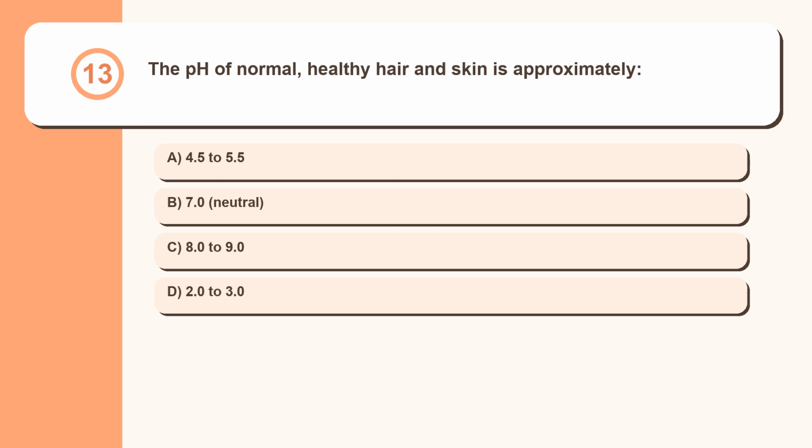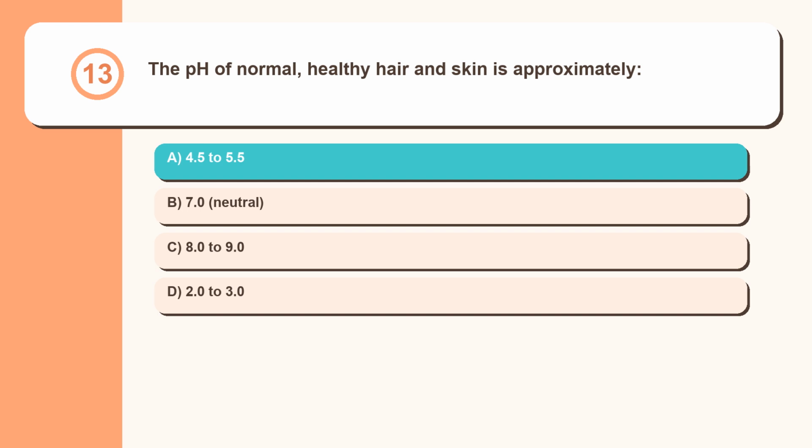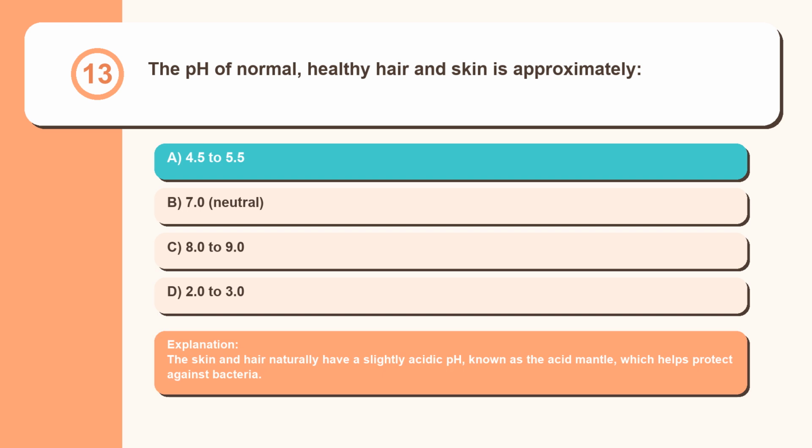Question 13. The pH of normal, healthy hair and skin is approximately 4.5 to 5.5, 7.0 neutral, 8.0 to 9.0, 2.0 to 3.0. The skin and hair naturally have a slightly acidic pH, known as the acid mantle, which helps protect against bacteria.